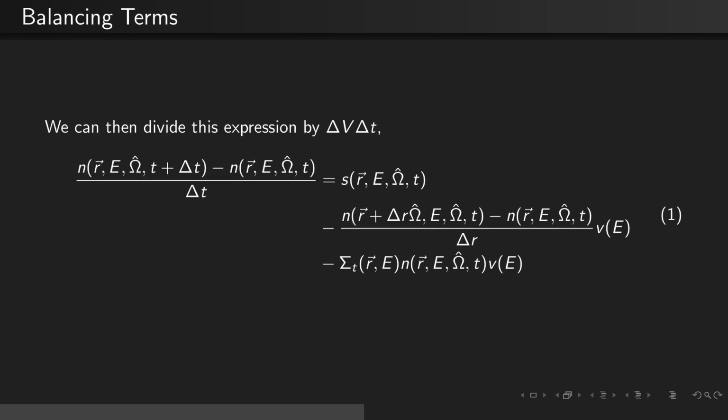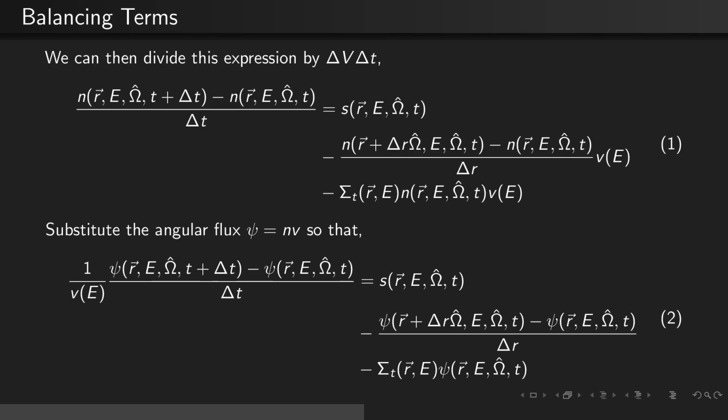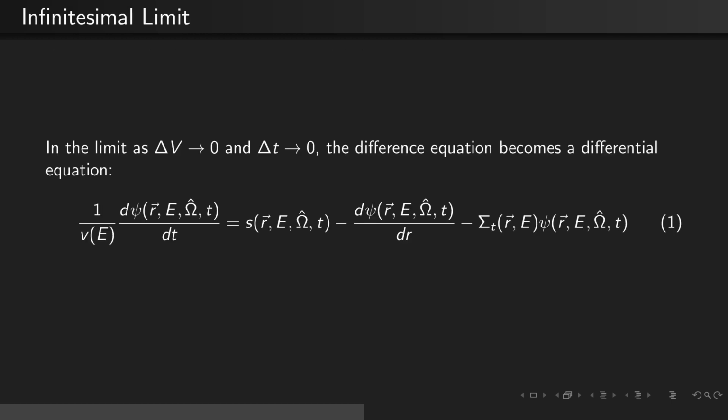We can then divide this entire expression by our volume element and our time period. Recall that the angular flux psi is equal to the neutron number density times the velocity. Therefore, we can substitute this value in our expression below. In the limit where the size of the volume element goes to 0 and the time period also goes to 0, our difference equation becomes a differential equation as we replace the deltas with derivatives.